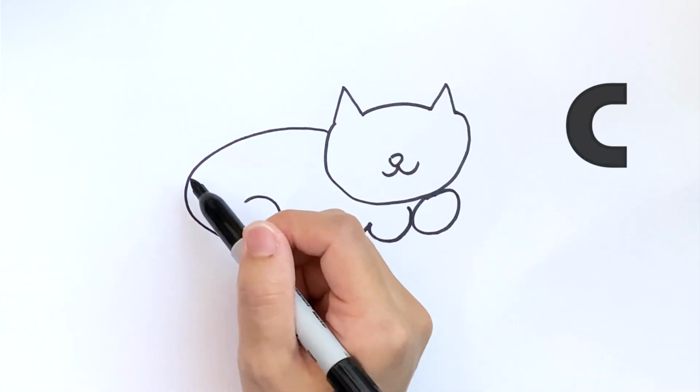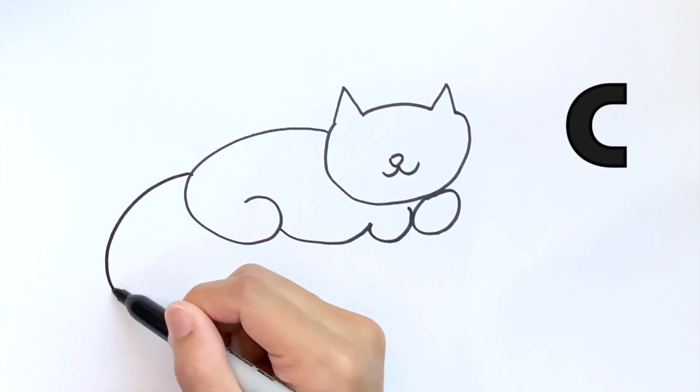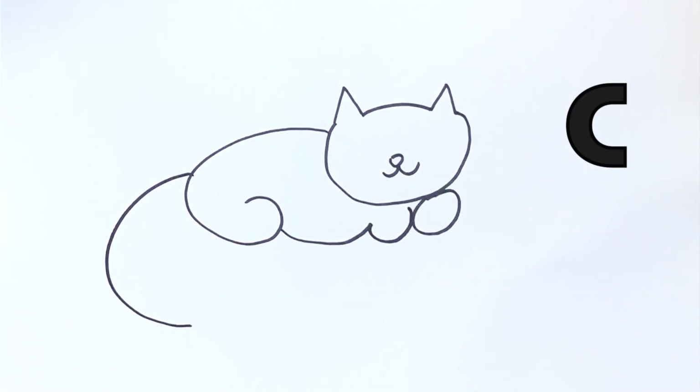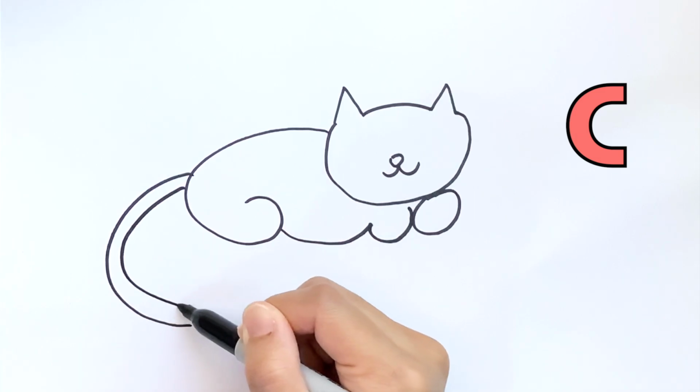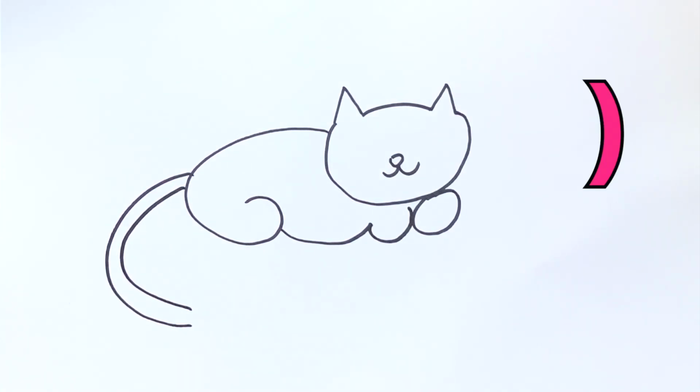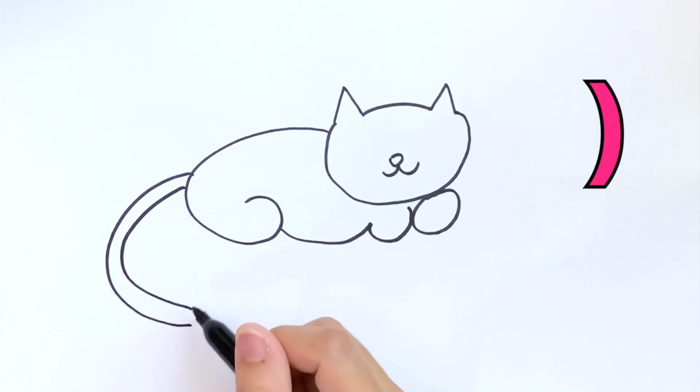And let's add a tail. Do a C, a big one. And just right beside it do another C. And let's close it up with a little curve at the end.